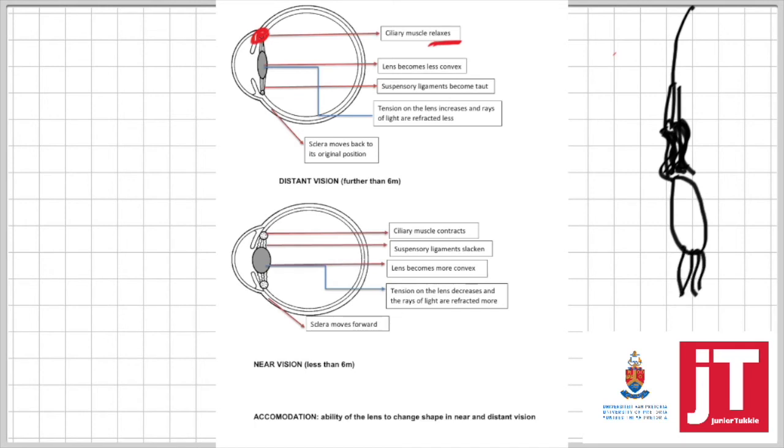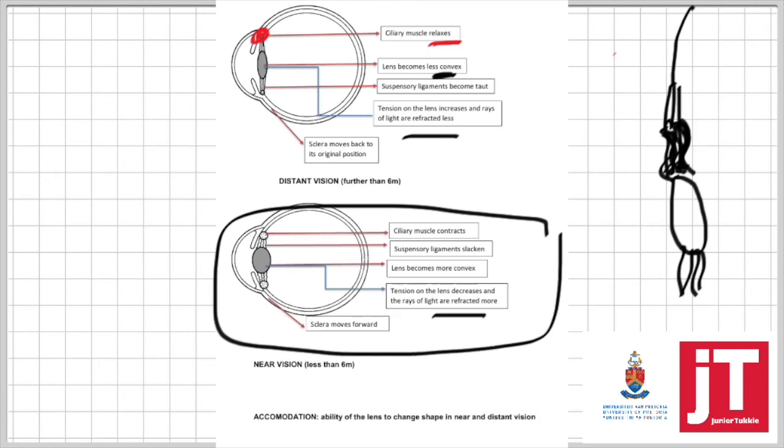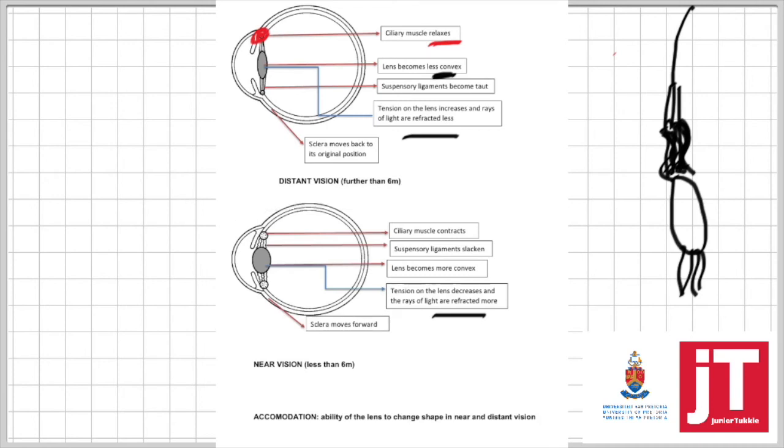By the lens becoming more convex, the tension on the lens will decrease and the rays of light are bent more. So remember, more convex, rays of light bent more. It's easy to remember. Less convex, rays of light refracted less. More convex, rays of light refracted more. And these are the changes that occur to allow for near vision to take place.